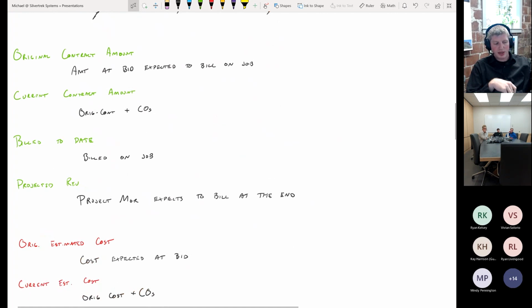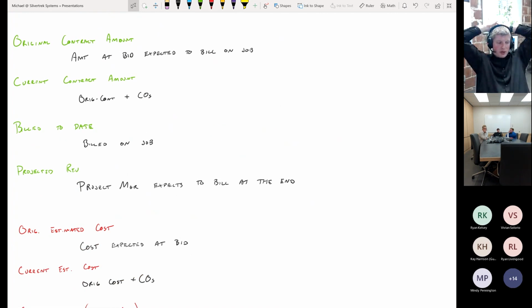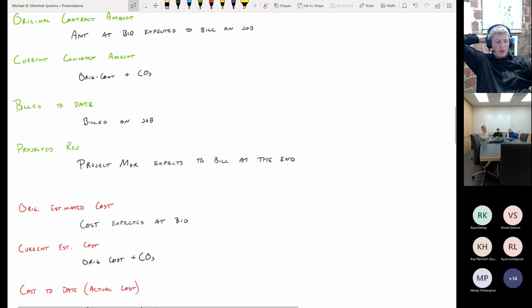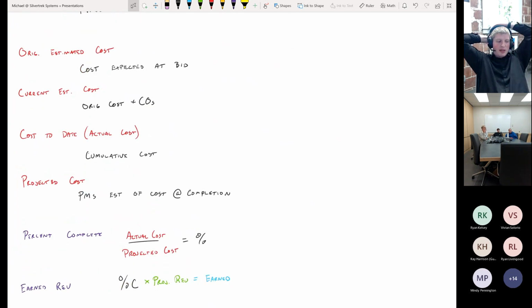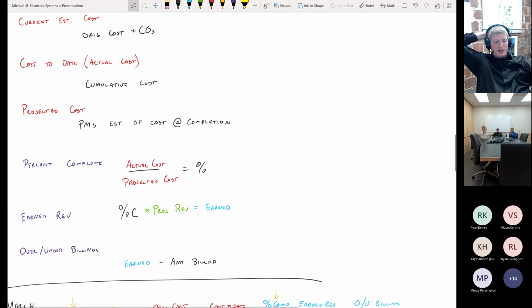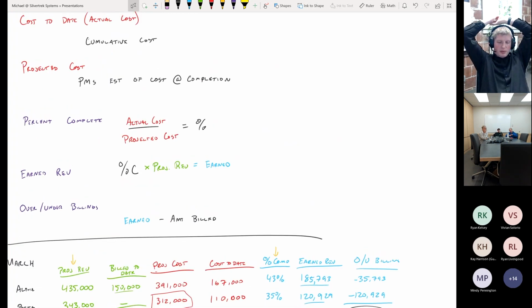And then we went through our contracts, our terminology for our contract, original versus current. Then we talked about our bill to date and our projected revenue. We said the same thing for our original estimated cost, with our current estimated cost being the original plus change orders, cost to date, and projected cost. And then we talked about the 3 terms that we have to calculate: percent complete, earned revenue, and over under billings. And of course, in Vista, these 3 things are going to be calculated for us: our percent complete, our earned revenue, our over under billings.